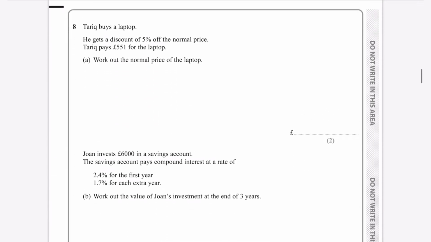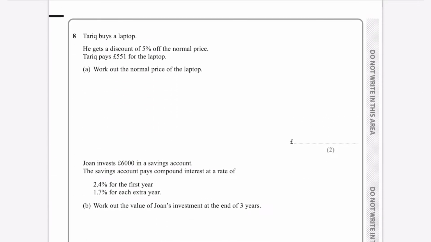Okay, question 8 that we have here. Tarek buys a laptop. He gets a discount of 5% off the normal price. He pays £551 for the laptop. Work out the normal price. So we have the normal price, and then that gets discounted to give us the discount price. And the normal price is the thing that we're going to try and find out. The discount price is £551.